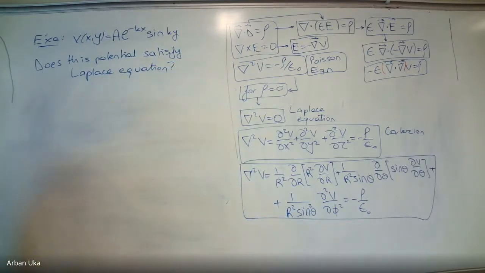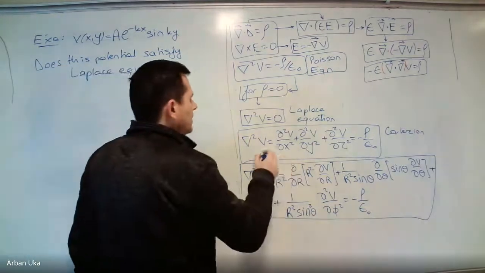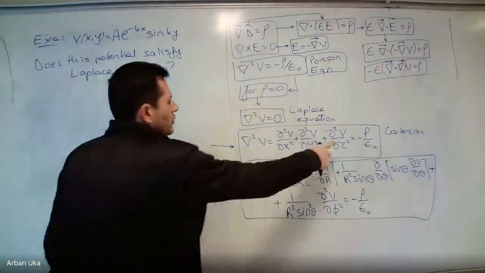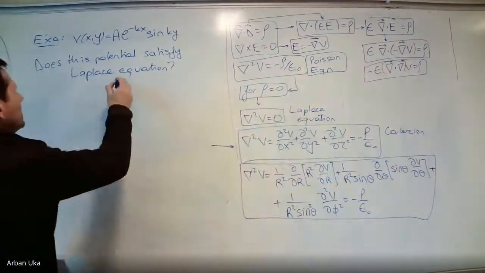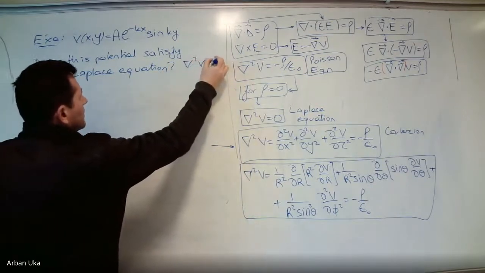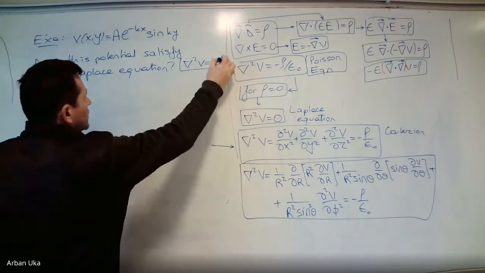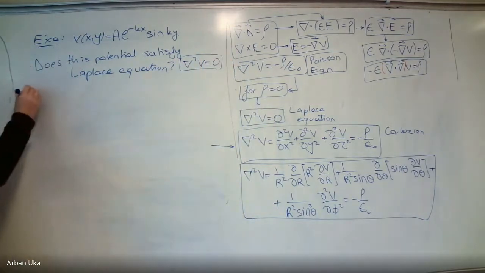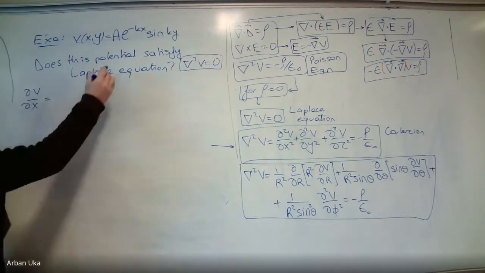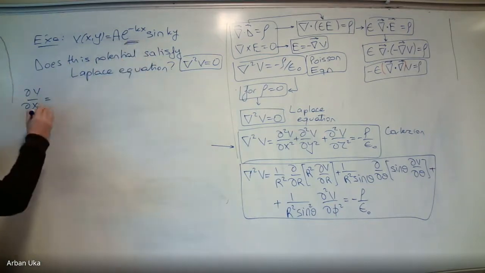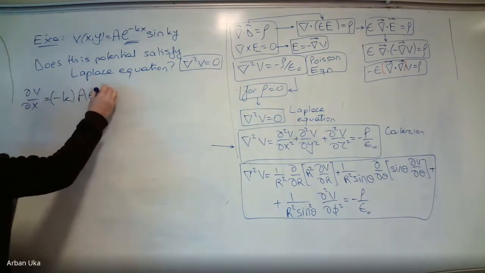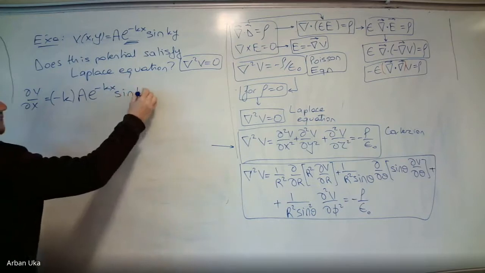So, what is the Laplace equation in Cartesian coordinate system? It is this equation, but with rho equal to 0. So, actually, let's write here Laplace equation is this expression. The second derivative, the Laplacian operator of the potential is equal to 0. So, for this, let's find what is the derivative of V with respect to x. The derivative of V with respect to x, we see that the x fits here. So this is going to be equal to minus k times e to the power minus kx sine ky.